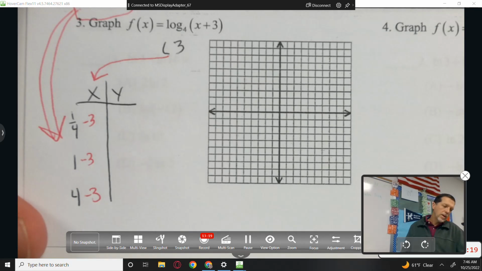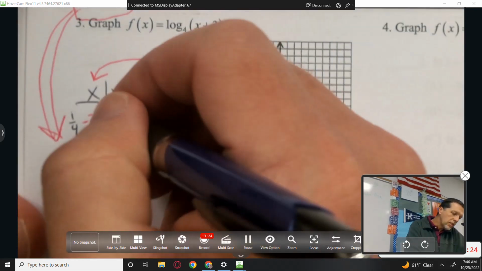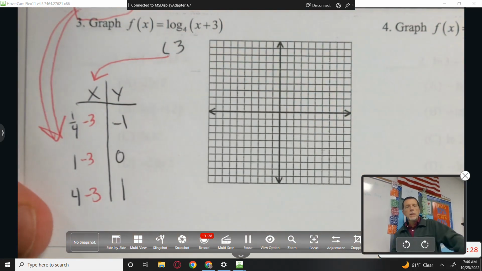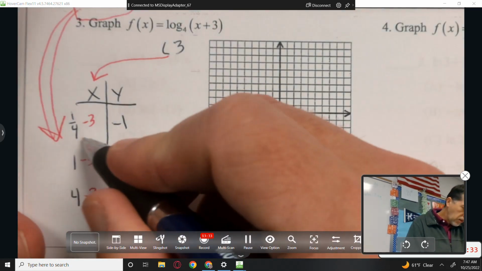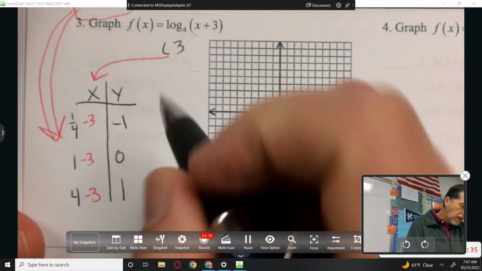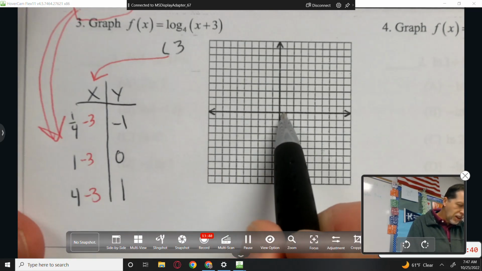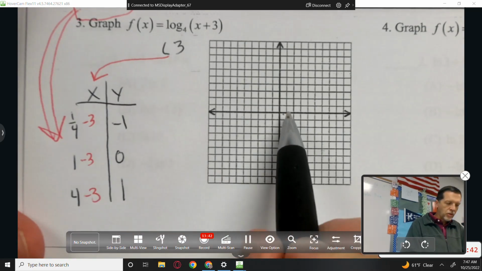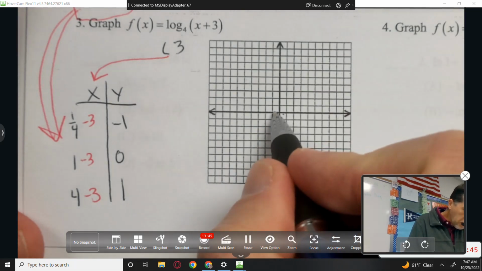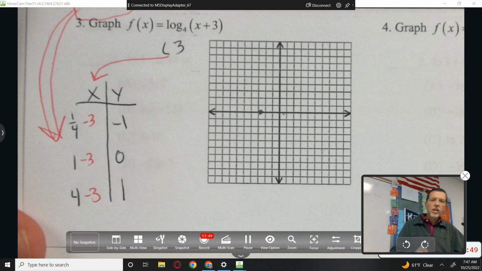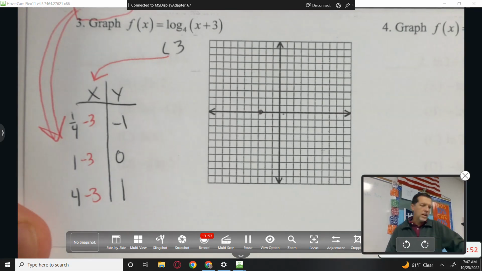So 1/4 minus 3, 1 minus 3, 4 minus 3. We didn't do anything to the y's, so those are still the same. So 1/4 minus 3. If you don't want to figure out what that is, you can kind of do the math on the graph. So go to 1/4 and then back up 3 spots. 1, 2, 3. Put you at negative 2.75.